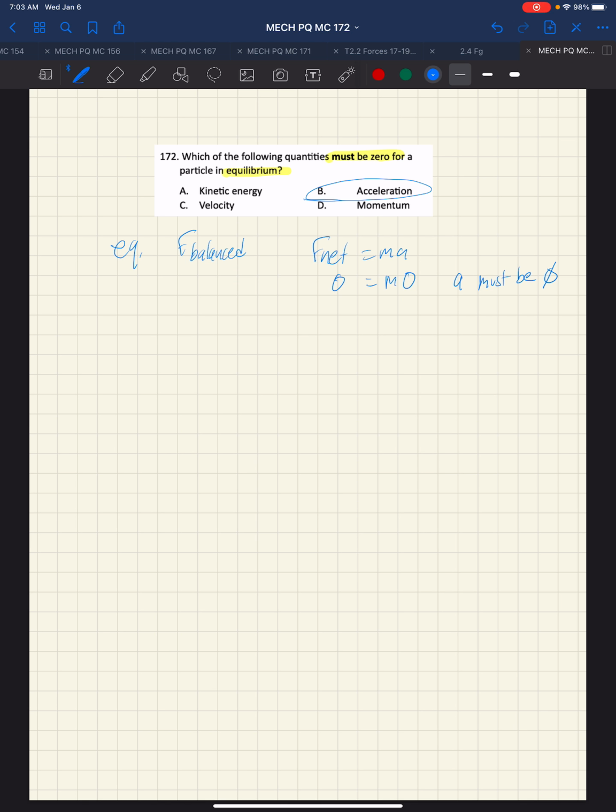Let's see why the other answers are incorrect. If kinetic energy is 1/2 mv squared, well, for kinetic energy to be zero, that means that the velocity must be zero. And that means it must be stationary. Now, we can have particles that are stationary, like a book sitting on a table, and no horizontal forces. That's stationary. The velocity is zero. And the acceleration is zero.